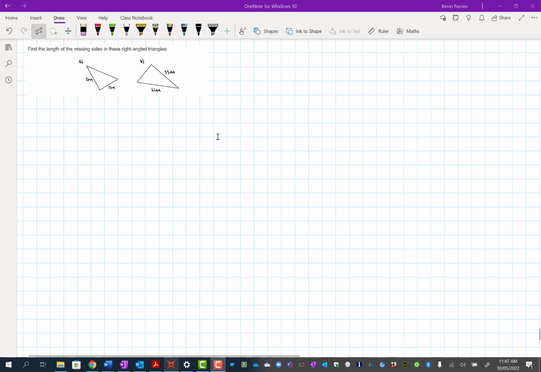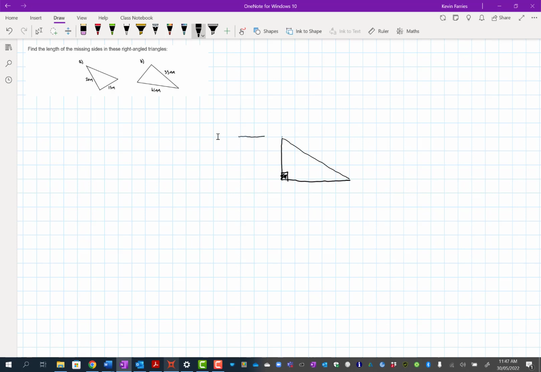So what Pythagoras said, if we just do a quick sketch, apologies for the lines not being straight, is if you've got a triangle like this, and it's got a right angle in it, don't be using this stuff if it doesn't. So that's a right angle there, it's 90 degrees.